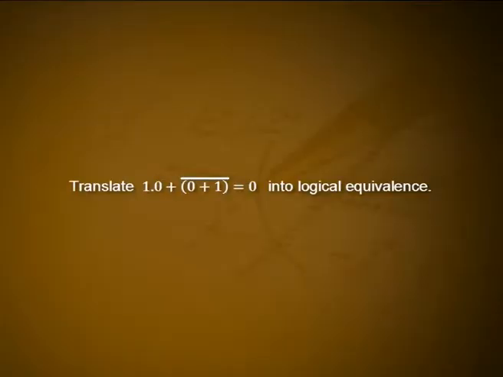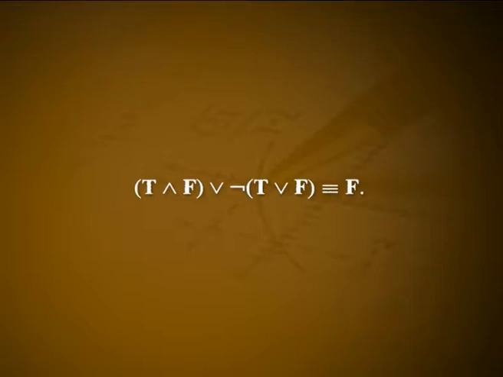Example 4. Translate 1 dot 0 plus (0 plus 1) complement is equal to 0 into a logical equivalence. Solution. We obtain a logical equivalence when we translate each 1 into a T, each 0 into an F, each Boolean sum into a disjunction, each Boolean product into a conjunction and each complementation into a negation. We obtain T disjunction F conjunction negation of T conjunction F is equivalent to F.